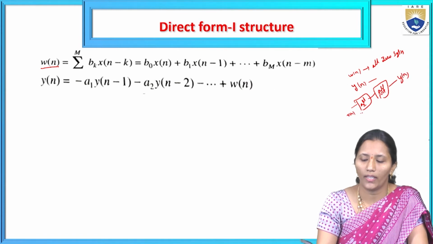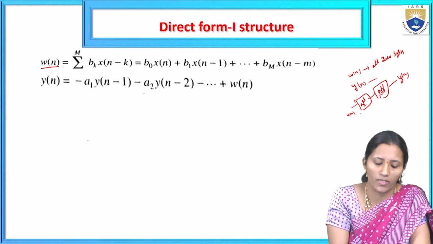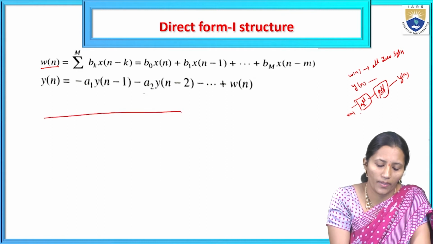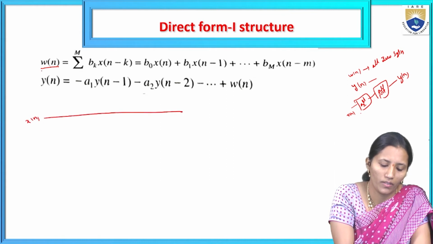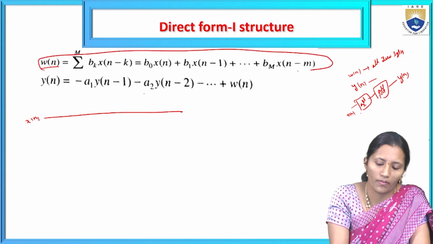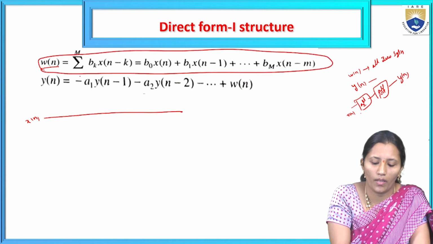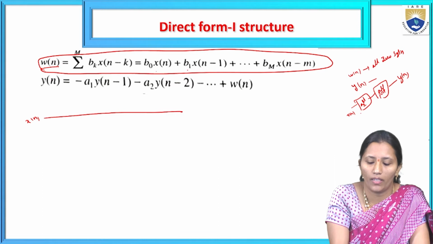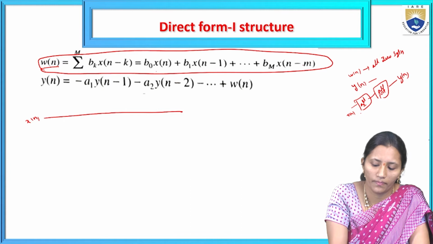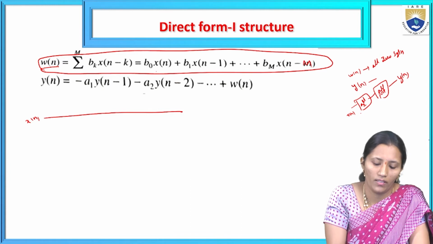So first I am going to take the all-zero system, that is the input terms. So here I am taking x of n. I want to realize this W of n here. W of n depends on b naught x of n, b1 x of n minus 1, up to bm x of n minus m. So x of n is the input, and here I want to get the W of n output.